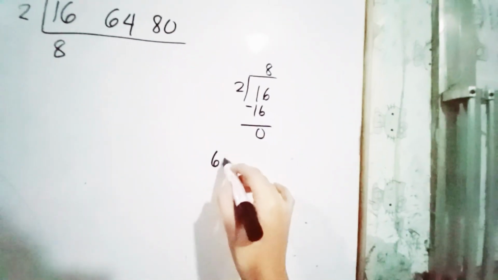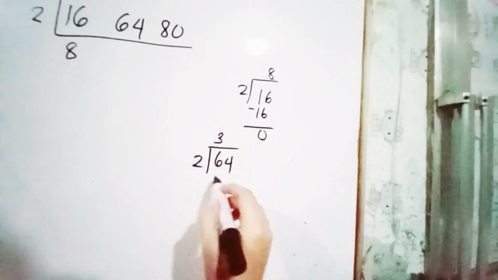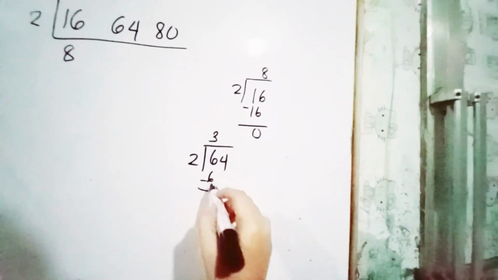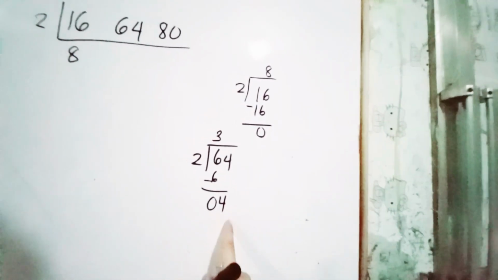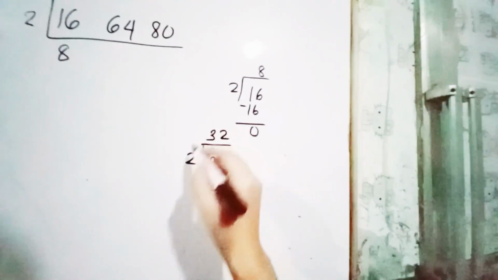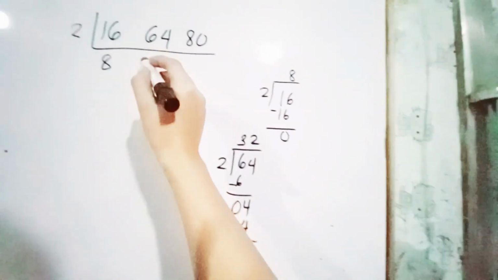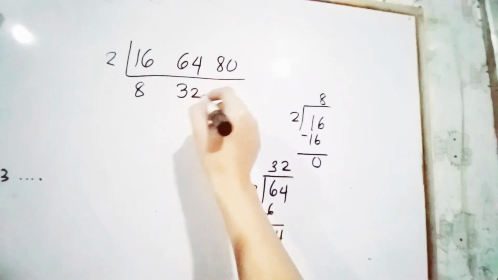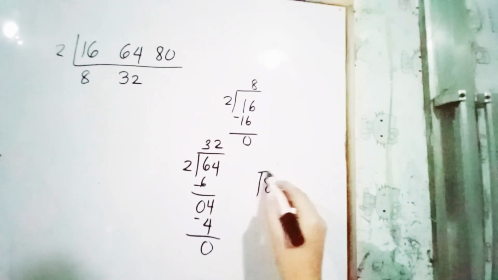64 divided by 2, let's solve. 6 divided by 2 is 3. 3 times 2 is 6. Subtract, 6 minus 6 is 0. Bring down 4. 4 divided by 2 is 2. 2 times 2 is 4. Subtract, 4 minus 4 is 0. The answer is 32.